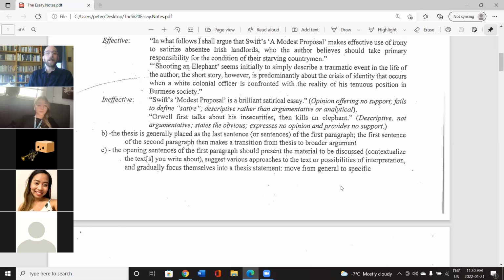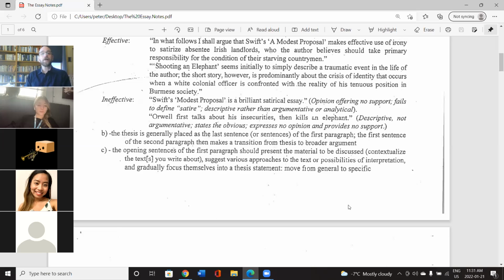Where do we find a thesis statement? And I think we still all learn this in high school. I don't know, but in a short work, such as the close reading assignment, I look for your thesis at the end of your first paragraph, typically as a standalone sentence. So the thesis statement is generally placed as the last sentence or perhaps two sentences of the first paragraph. Okay, the first sentence of the second paragraph then makes a transition from the thesis to a broader argument. It starts the argument that's going to support the thesis. So that's where I'm looking for your thesis statement.